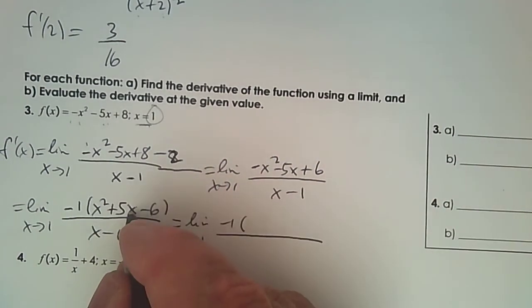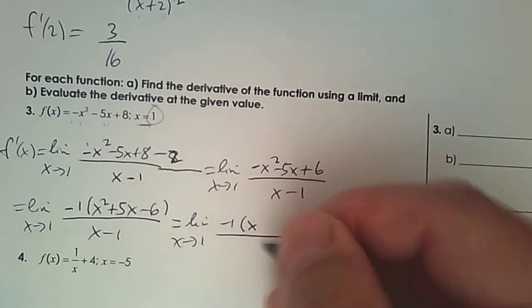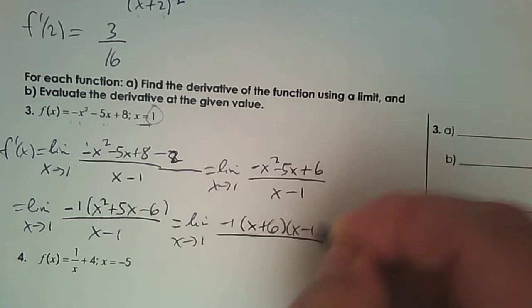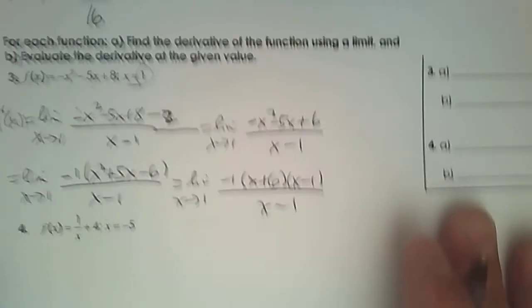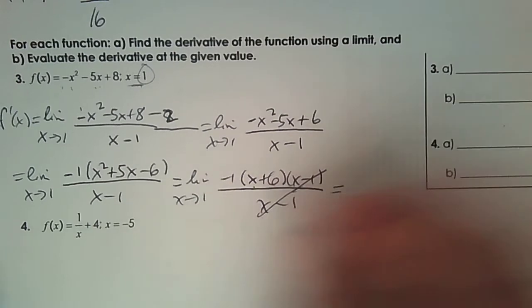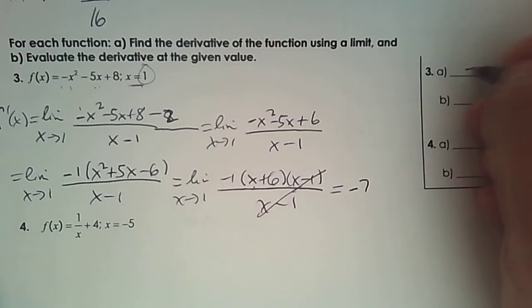So factor the numerator here. That's x plus 6 and x minus 1. Notice now the whole divides out. Plug in positive 1, and you get the slope to be negative 7.